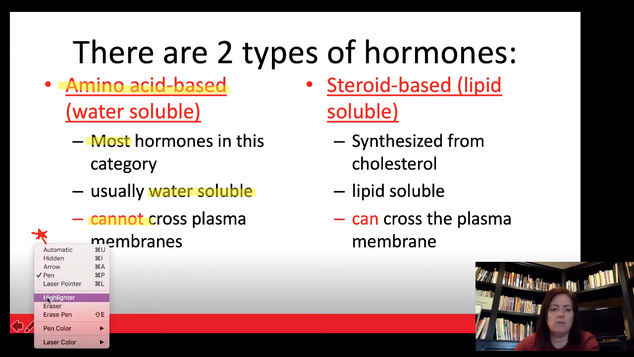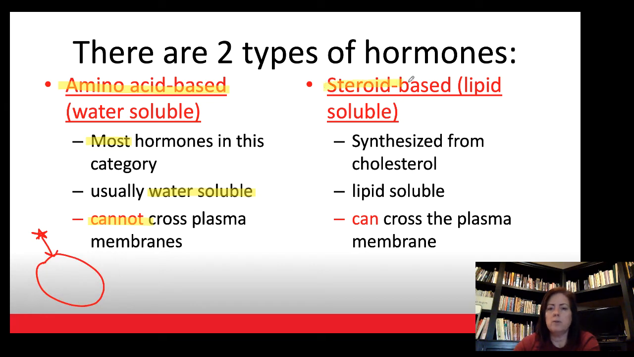Our second type of hormone is going to be steroid based. This type of hormone is synthesized from cholesterol, and as a result, it is lipid soluble. And so it is able to pass right through that plasma membrane of the target cell. So what we see with these is maybe here's my target cell here. Here's my hormone floating around in the bloodstream, and it's actually going to be able to cross right through that plasma membrane and enter the target cell and exert its influence that way.